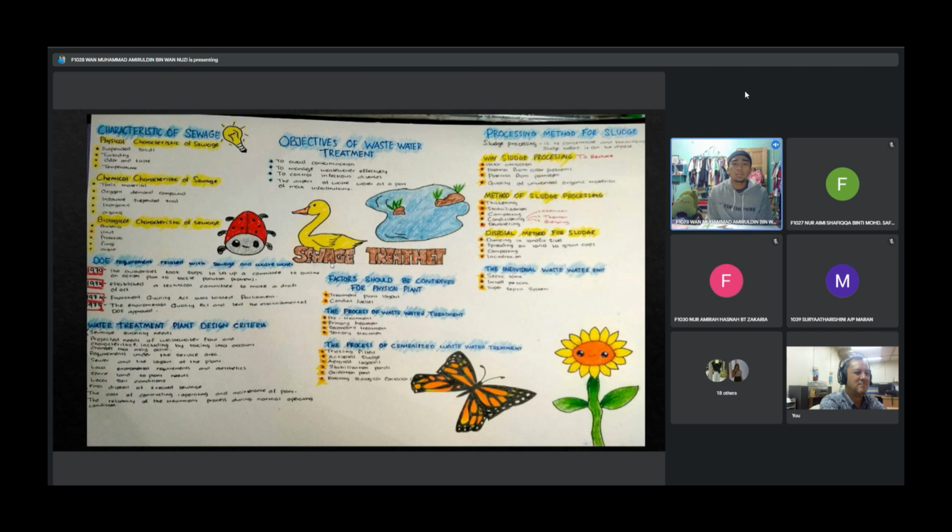Factors that should be considered for physical plant: the process of wastewater treatment, the process of centralized wastewater treatment, processing method for sludge, disposal method for sludge, and the last one the individual wastewater unit.